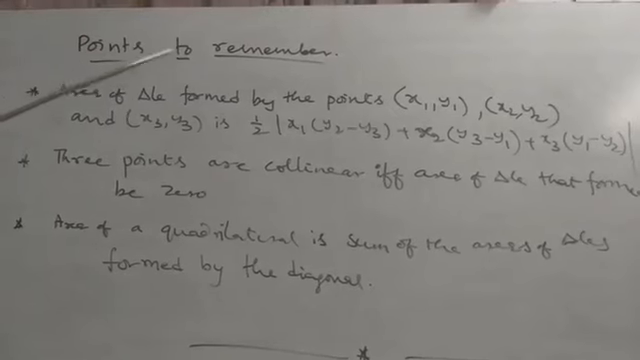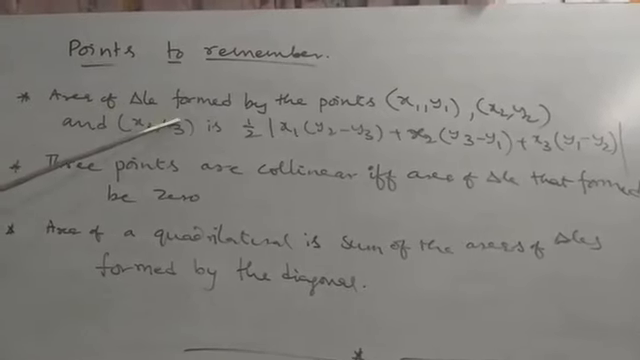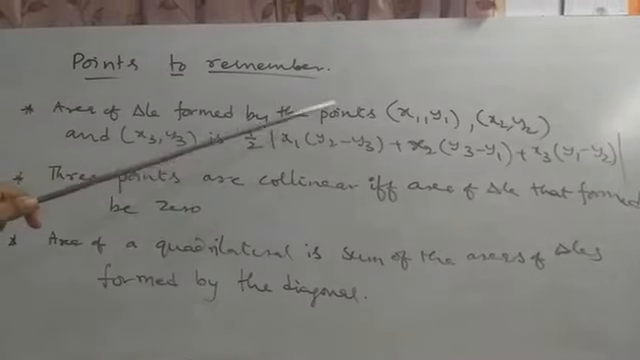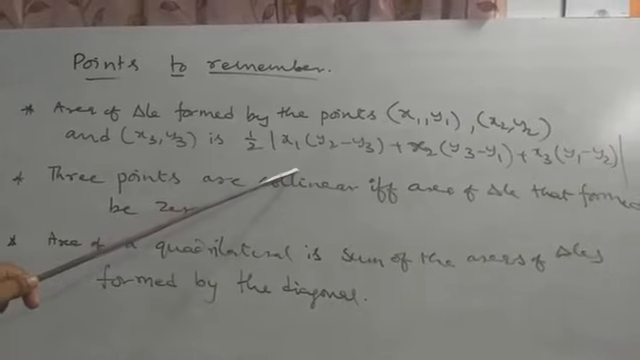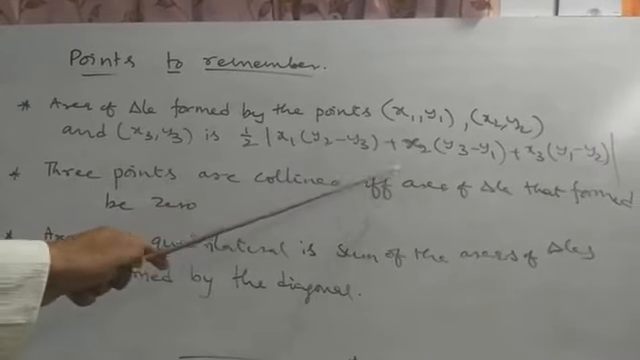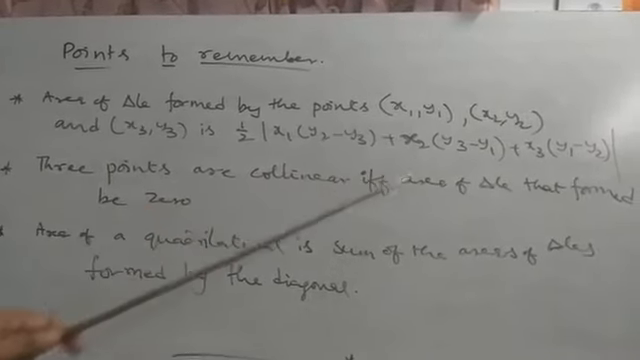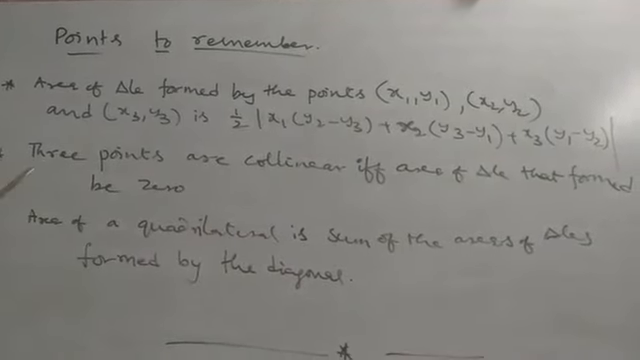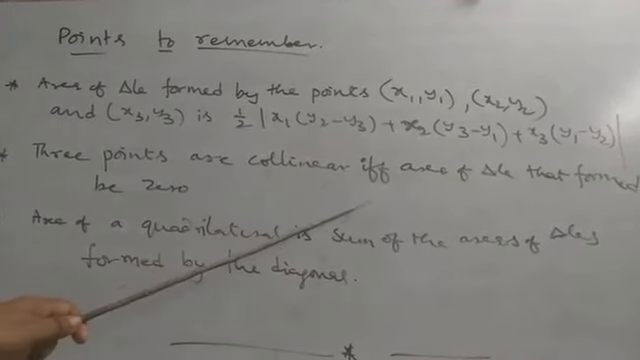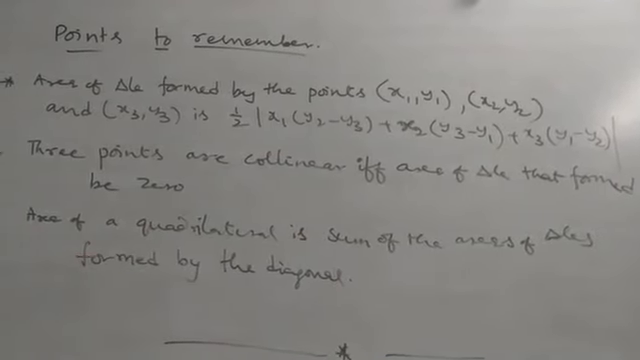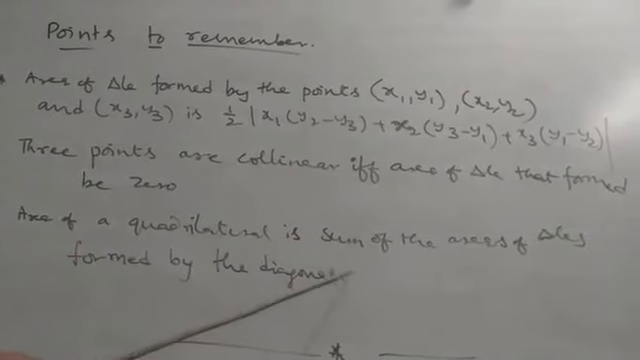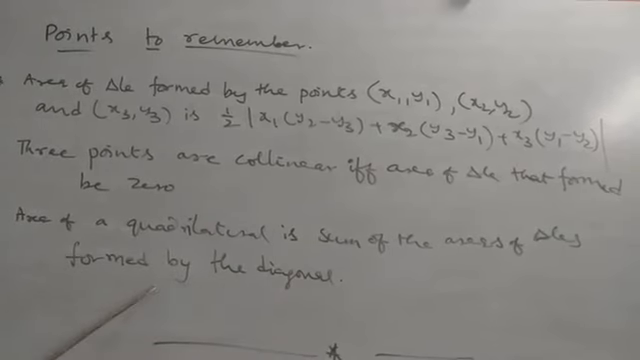Points to remember. Area of triangle formed by the points (x1, y1), (x2, y2) and (x3, y3) is half of modulus of x1(y2 - y3) + x2(y3 - y1) + x3(y1 - y2). Three points are collinear if and only if the area of the triangle formed is 0. Area of quadrilateral is the sum of the areas of triangles formed by the diagonal.